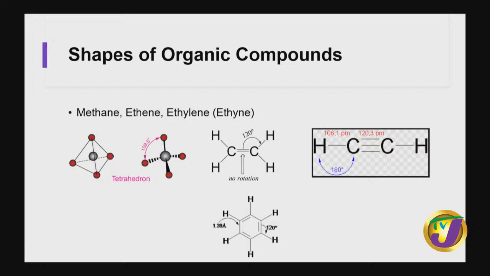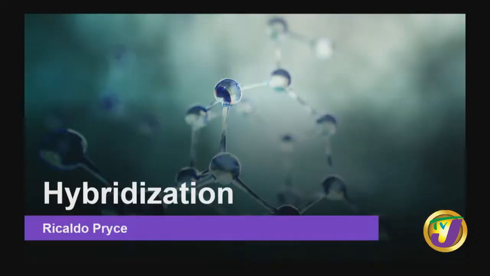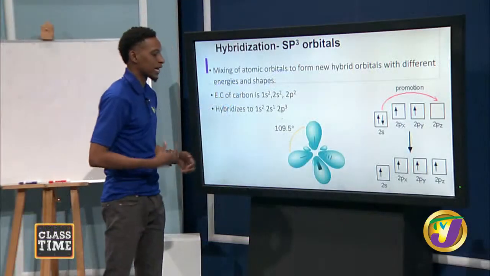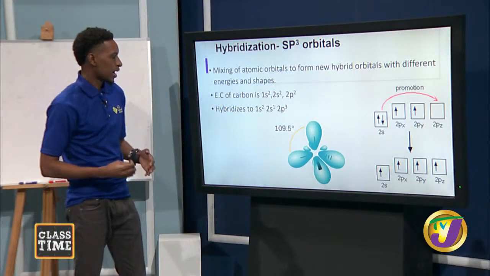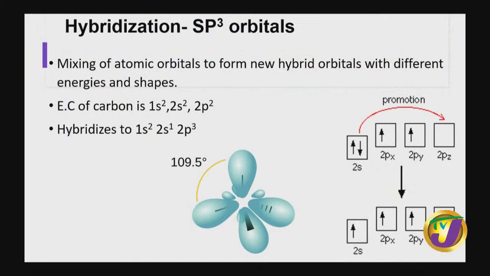And we can see the alkyne at the end with its linear geometry, and the bond angle in the alkyne is 180 degrees. Now, let's get into hybridization and what hybridization is. Hybridization is essentially the mixing of atomic orbitals to form new hybrid orbitals, right? What do I mean by that? Let's look at carbon, because carbon is an atom that exhibits hybridization.